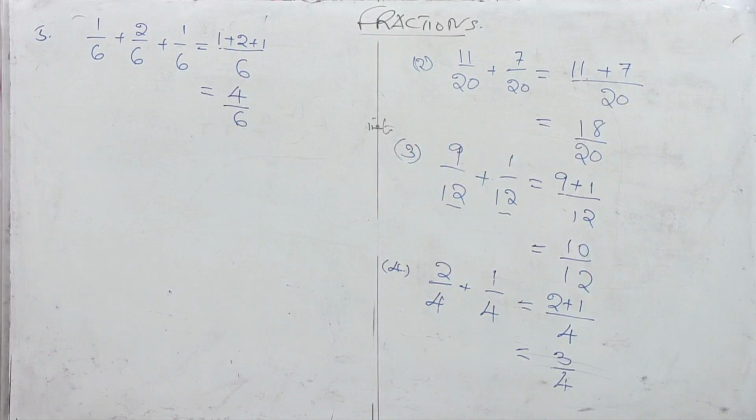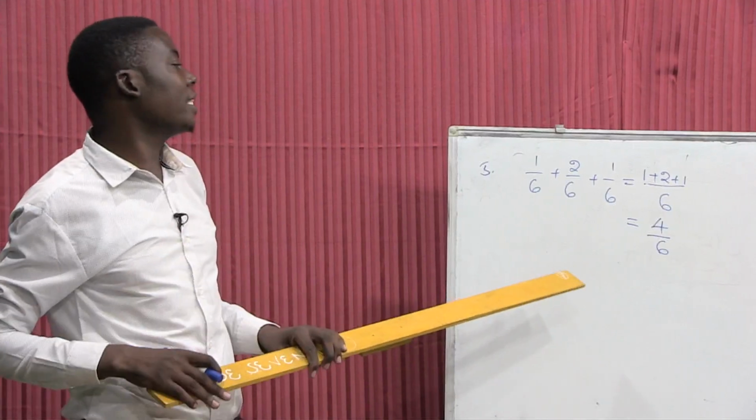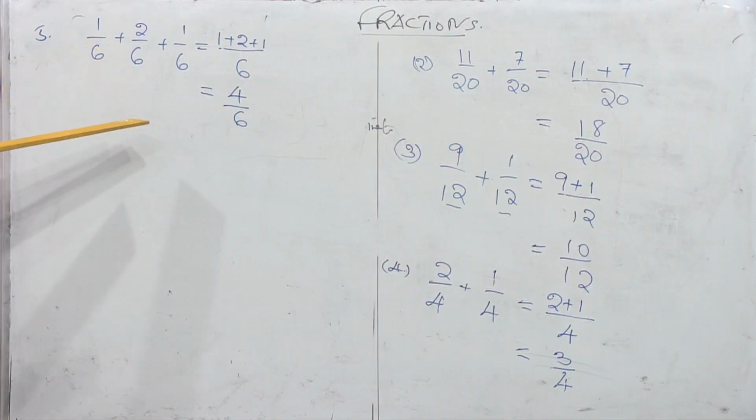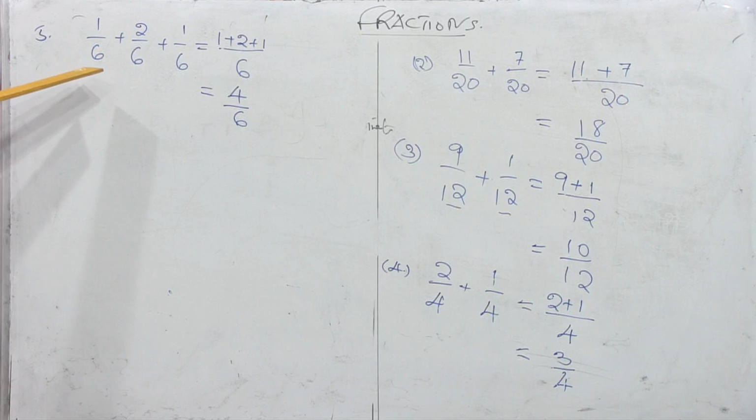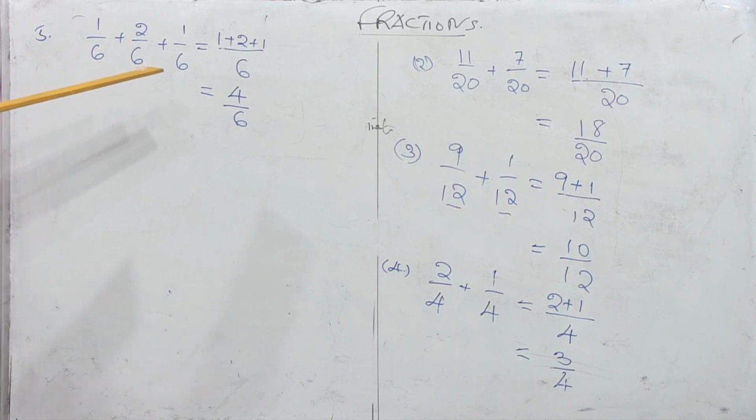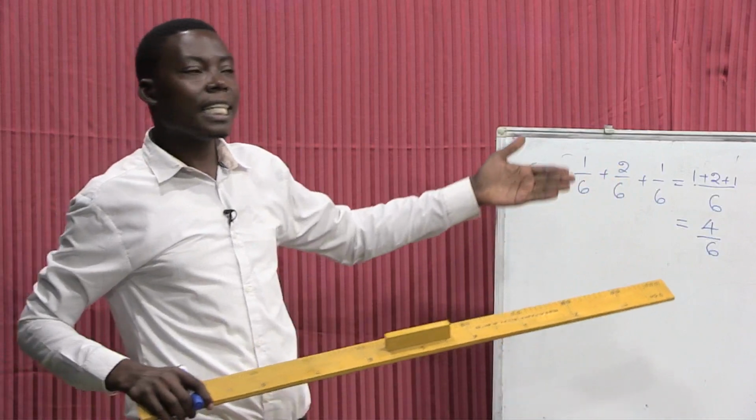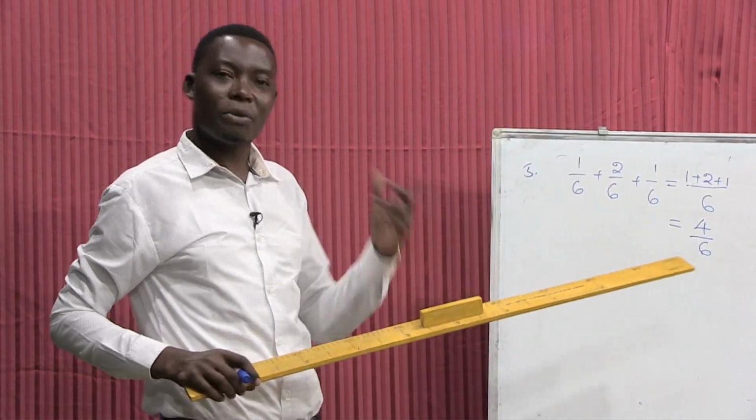Are we together up to there? It is very, very easy. One of the simplest mathematics in this world is dealing with the operations of fractions, especially with the same denominator, because what you are dealing with is only the numerators. The denominator, you take a common.